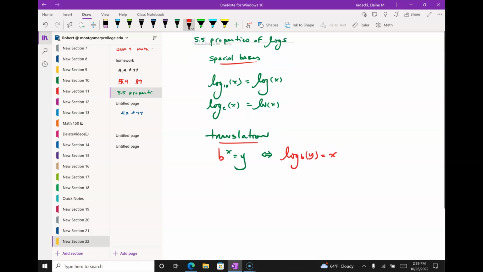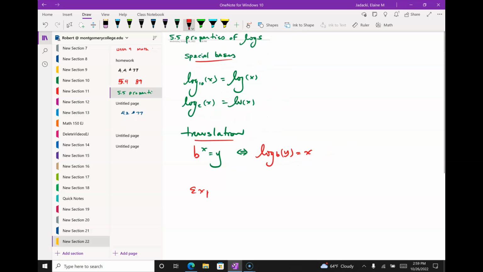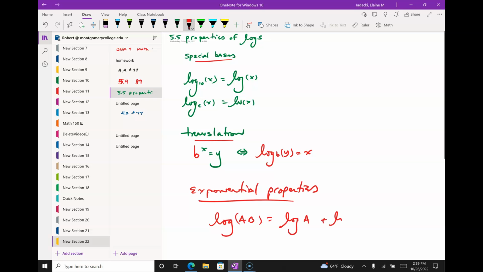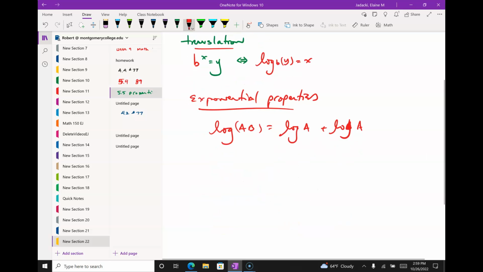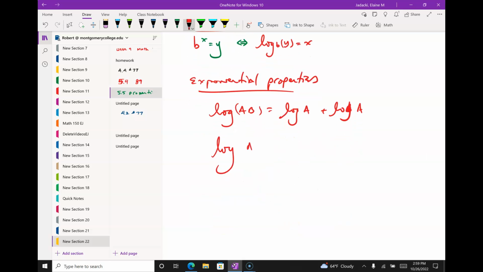We've got our exponential properties. I don't care about the names, okay? We know that the log of a times b is log of a plus log of b. The log of a divided by b is log of a minus log of b.